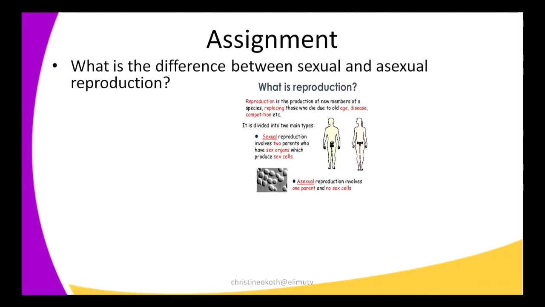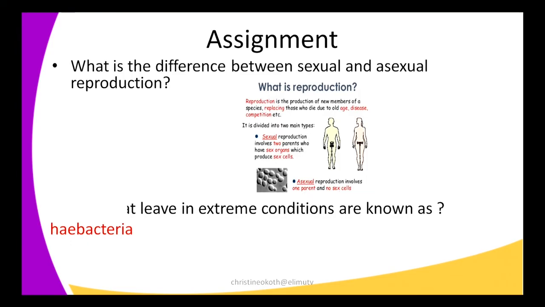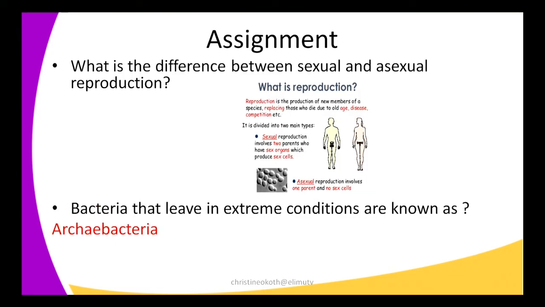Starting with the previous assignment, I would like to thank some of you who wrote to us on our various pages. The assignment was, what is the difference between sexual and asexual reproduction? And the answer is, first, you can review by starting to define reproduction. This is the production of new members of a species, replacing those who die due to age, disease, or competition. So it is just the production of new members.